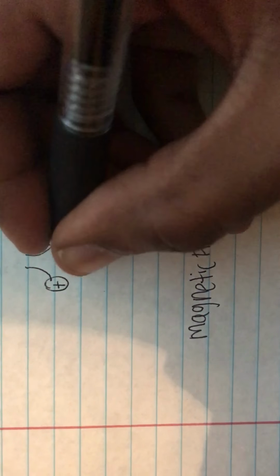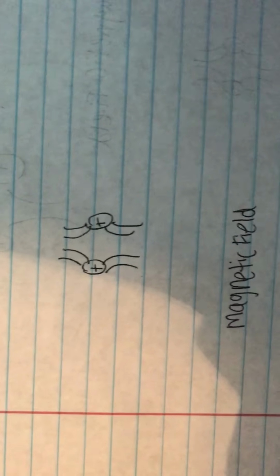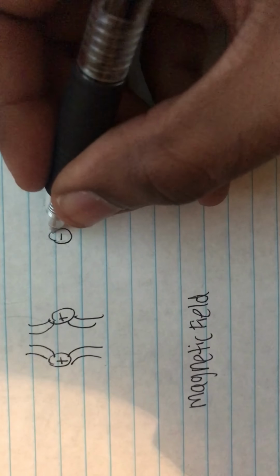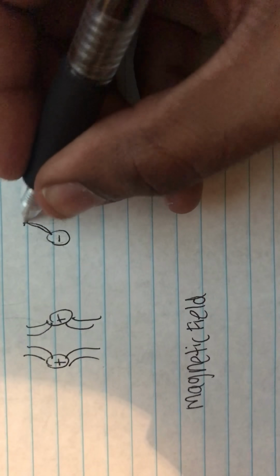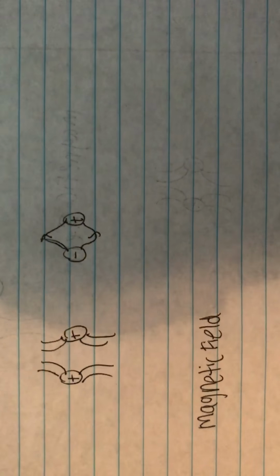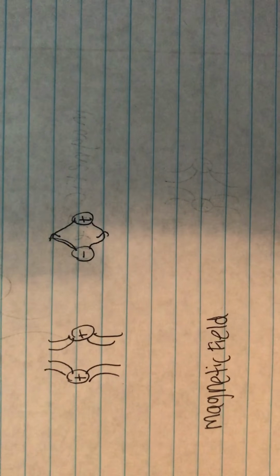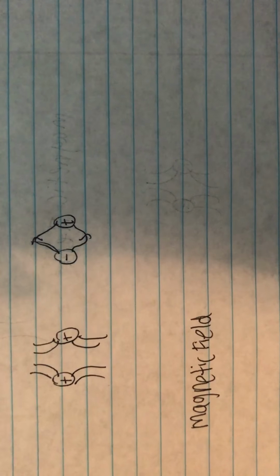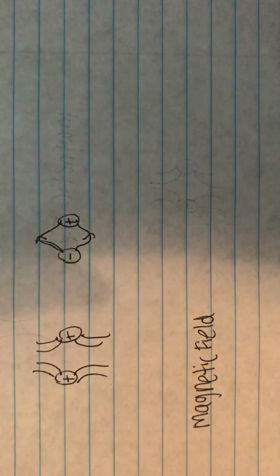The magnetic forces around this would repel due to the magnetic field because the poles are the same. Now if you had a negative pole and a positive pole, these would attract because they are opposite poles. Now, basically every magnet has two poles, and depending on the orientation of those poles, there can be either attraction or repulsion in these magnetic objects.